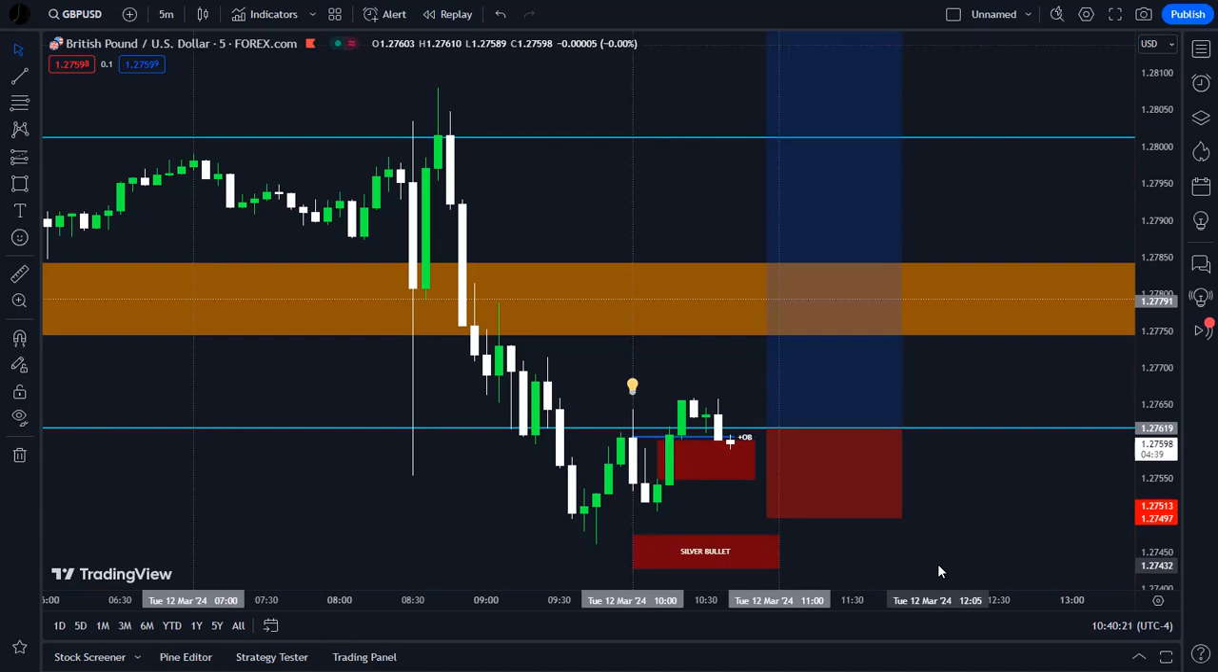So in the next 15 minutes, 5 minutes candle. So in 15 minutes, I would have expected some form of huge expansions higher. Okay.